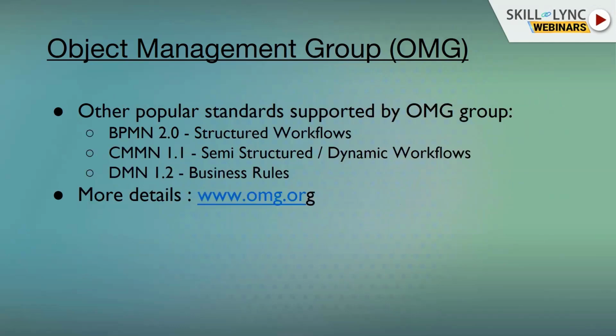Apart from that, as I mentioned, other popular standards supported by the OMG group include BPMN 2.0. When I talk about versioning, 2.0 is the current and updated version of BPMN, which is supported by OMG and used by the different companies who have their own BPMN tools. They use BPMN 2.0, the same with CMMN 1.1, which is the latest version, and DMN 1.2. So these are the three popular standards.